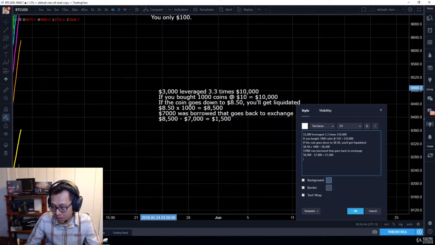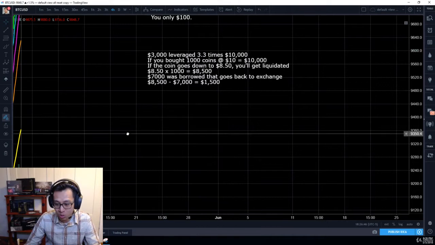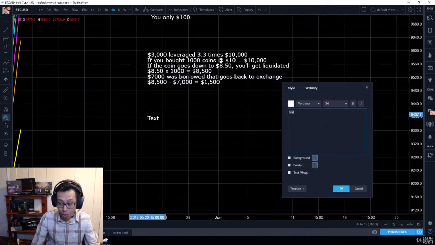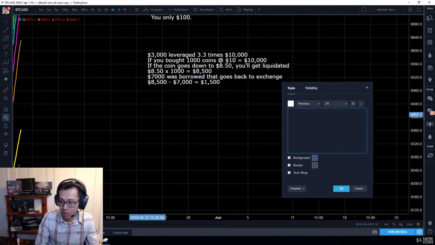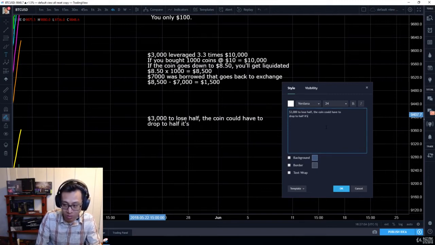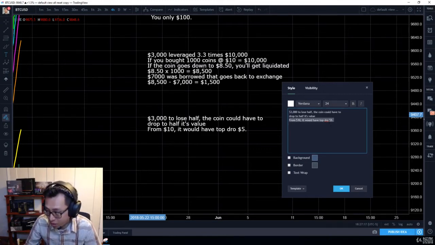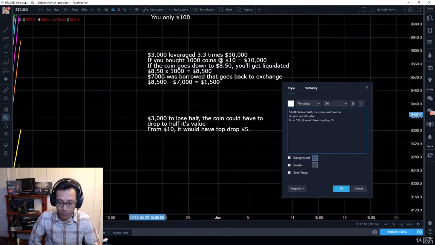Think about this as well: how would you lose half normally? If you played only $3,000, to lose half, the coin would have to drop to half its value. So from $10, it would have to drop to $5 for you to lose half of your value. So think of it like that. It's actually very scary when you get liquidated, guys.